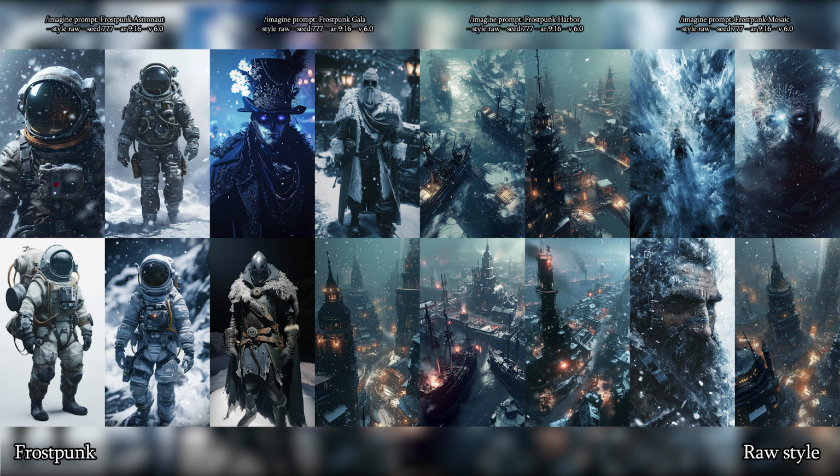Snowy themes across the board here with the subject images too. The bird's eye views of the industrial cities are also present on most of the grids. And the style is more realistic looking in some of the astronaut and Gala images.